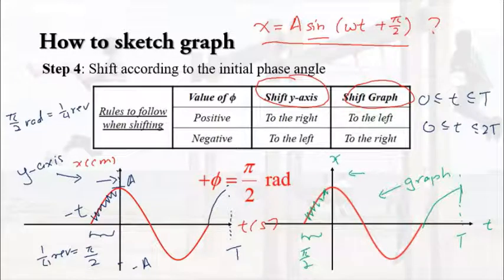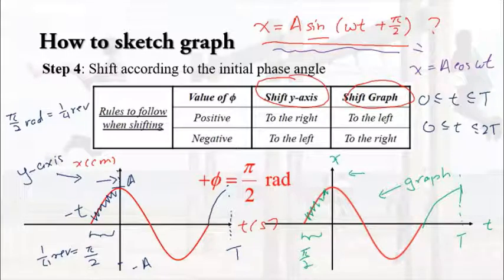these equations. If you notice s equals a sine omega t plus pi over 2 radian, actually it is equivalent to x equals a cos omega t. Then of course you can straight away plot the graph of cos. You don't have to follow this 4-step recipe.